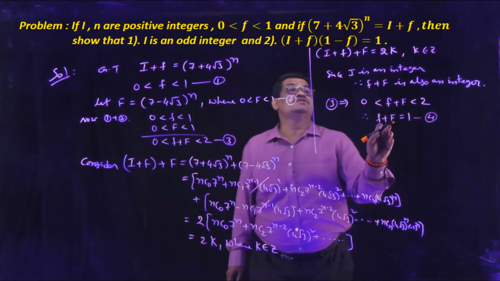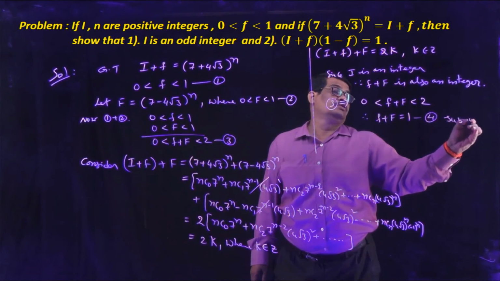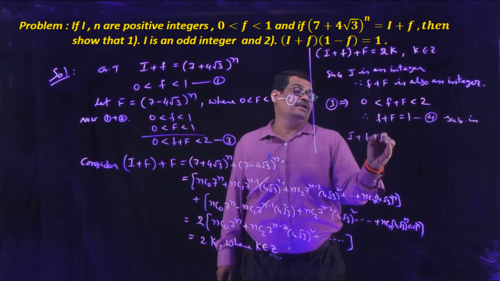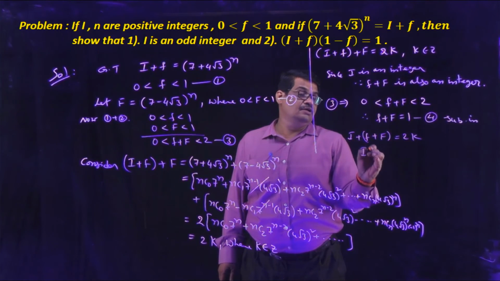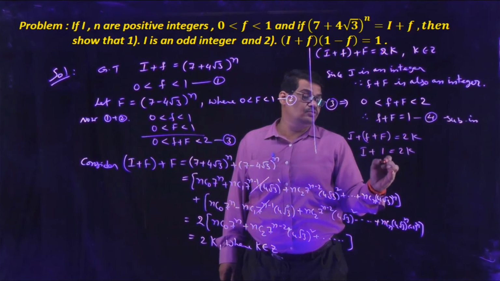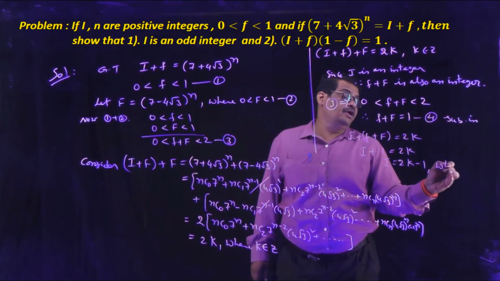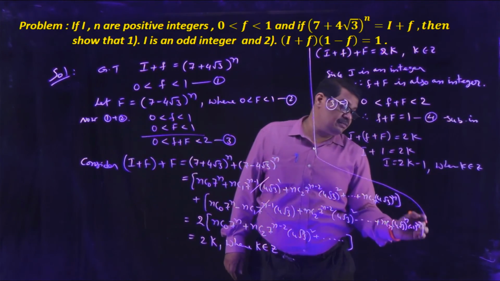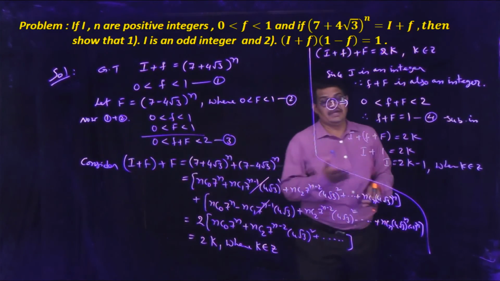So this value is substituted in this equation, I plus small f plus capital F is equal to 2k. So that is I plus 1, since small f plus capital F is 1, is equal to 2k. Therefore I is equal to 2k minus 1, where k is some integer.